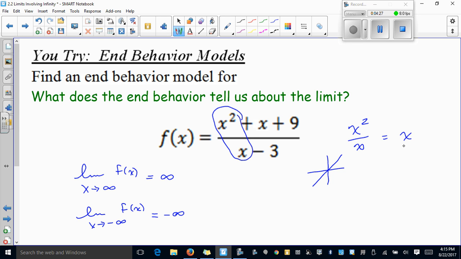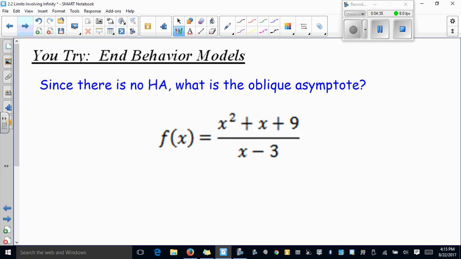So next problem. Since there is no horizontal asymptote, what is the oblique asymptote? Now, hopefully you guys remember how to do synthetic division. You take the x minus 3, set it equal to 0, so x is equal to 3. That's what you're dividing by. And then you take your coefficients. So 1, 1, 9. Bring down the 1. 3 times 1 is 3. Add down, we get 4. Multiply 3 times 4, we get 12. Add down again, we get 21.